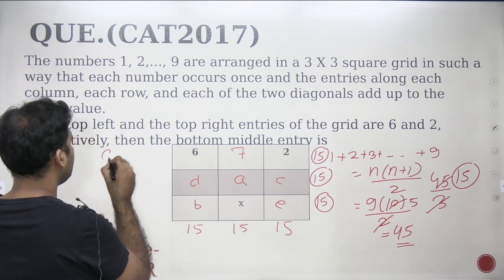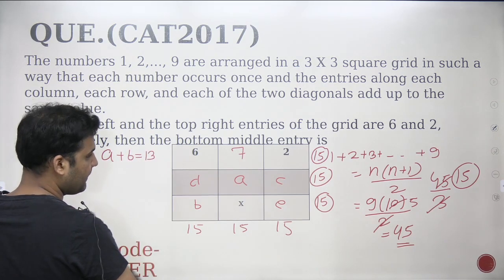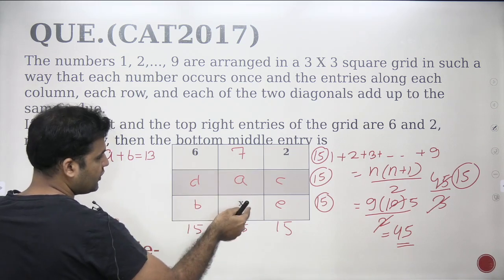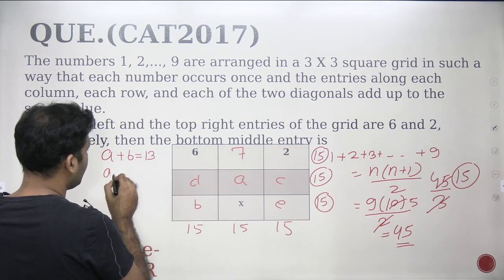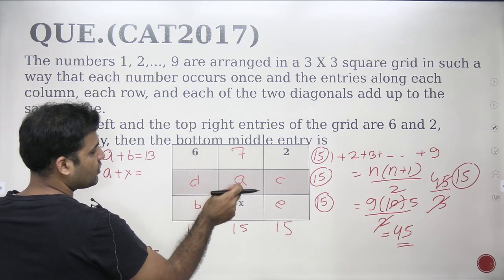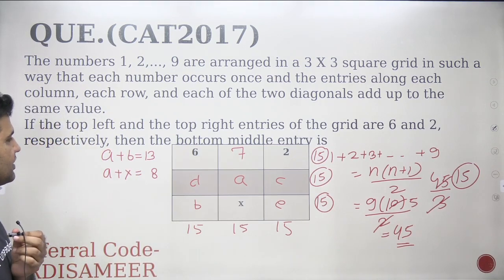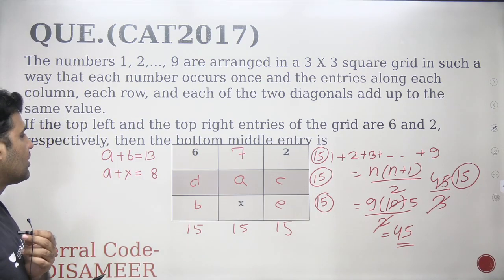The value is 2 here. A plus B has to be 13, right? A plus B has to be 13, okay? I want this to be 15 also. So can I say A plus X also should be, this number is 7, so A plus X has to be 8. Now just try to see the options here.